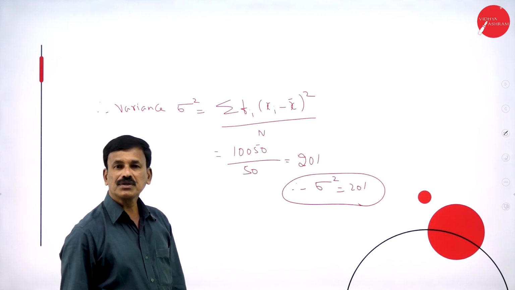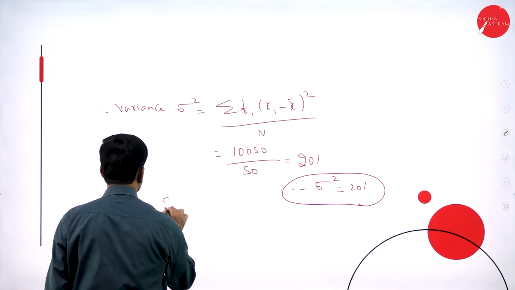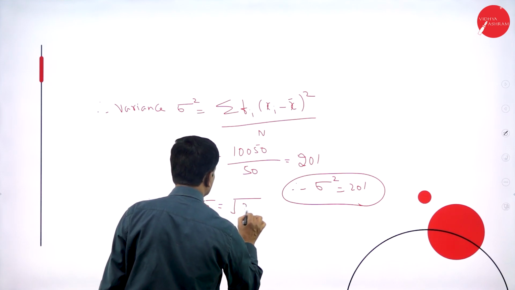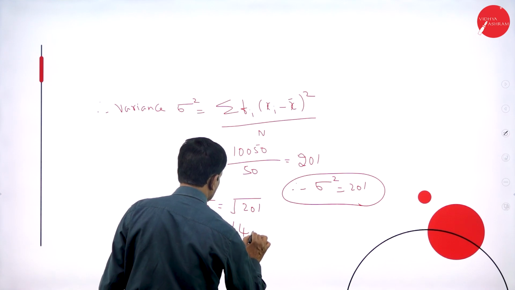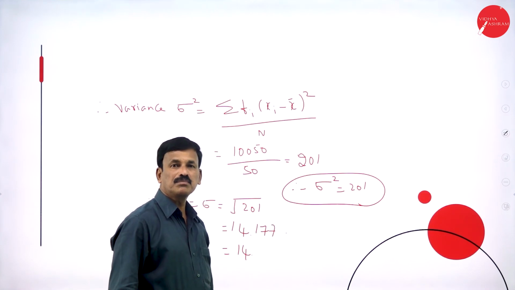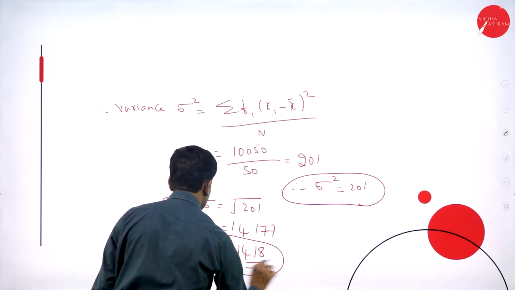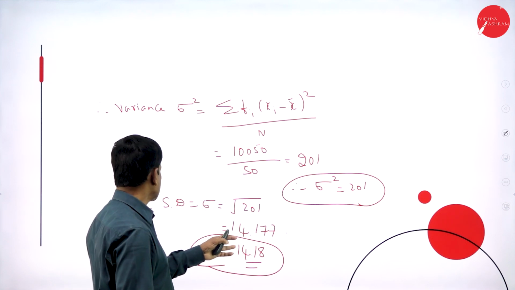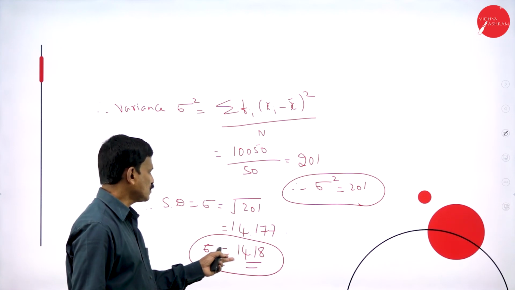Now find out the standard deviation. The square root of the variance is called the standard deviation. So the standard deviation rho is equal to square root of 201, that is equal to 14.177, which can be written as 14.18. So the variance is 201 and the standard deviation is 14.18.